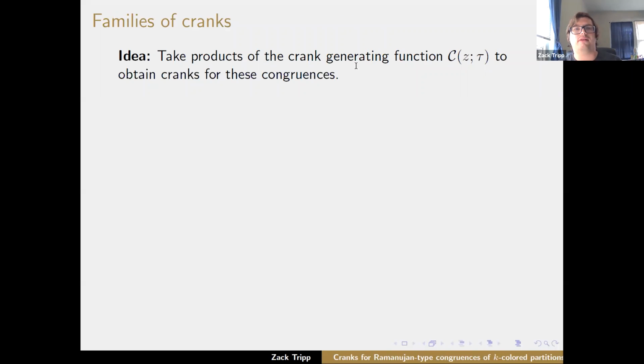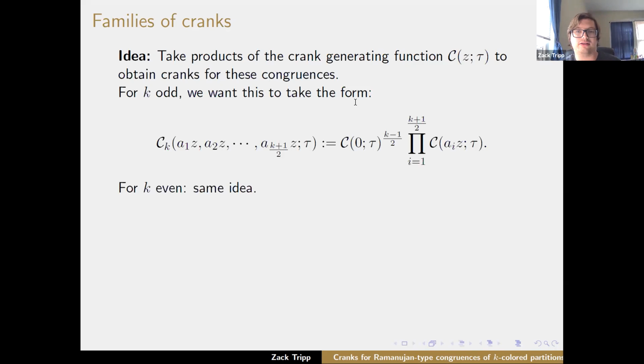So our idea here, and for those of you who were at Ian's talk, he's already written down this formula, is that we're going to take certain products of the crank generating function in order to obtain these congruences.